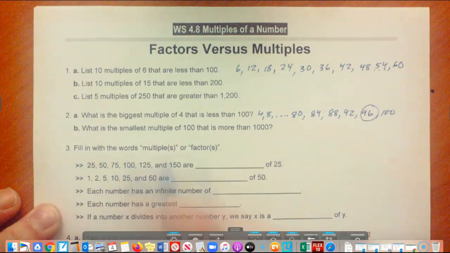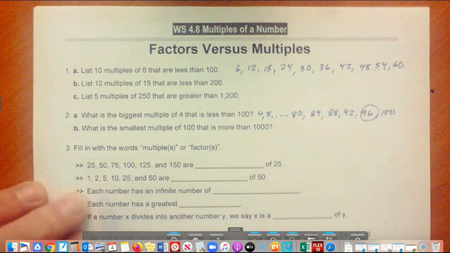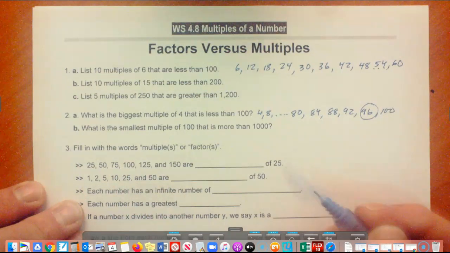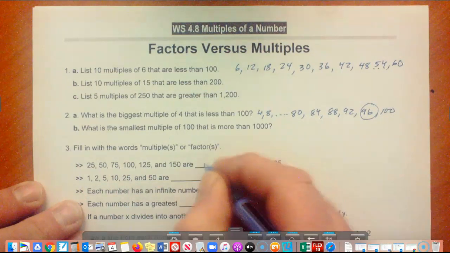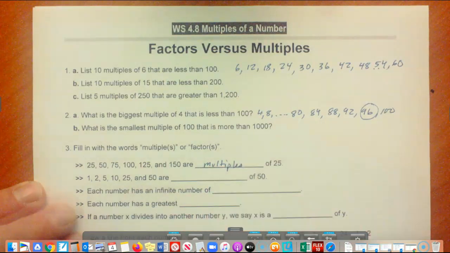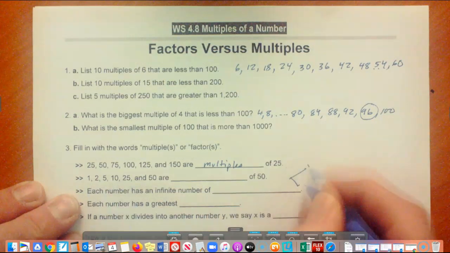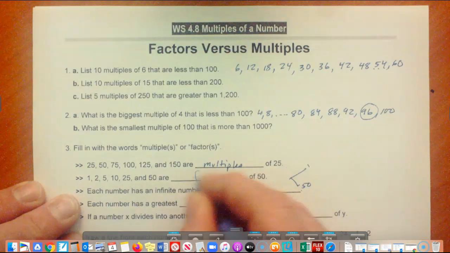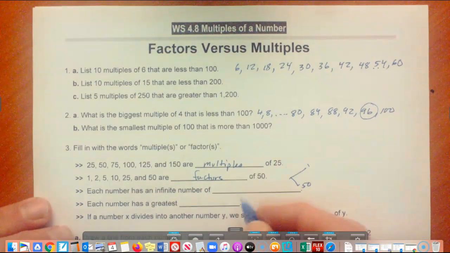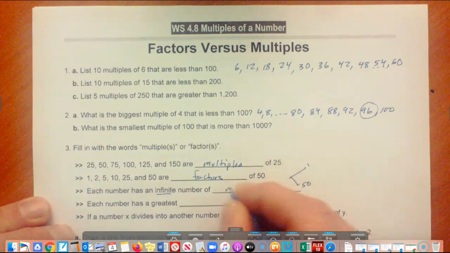Fill in the blanks with the words multiple or factor. So we have 25, 50, 100, 125, and 150. We're skip counting here, so these are multiples of 25. But 1, 2, 5, 10, 25, and 50, these here are going to be factors. Each number has an infinite number of multiples. Infinite means it goes on forever. You can just keep going forever.